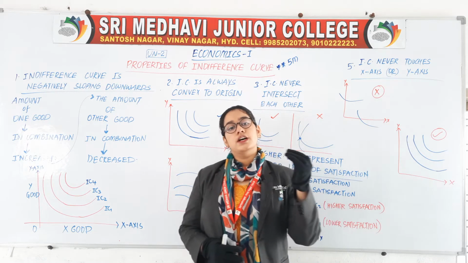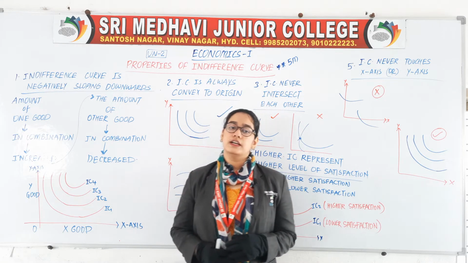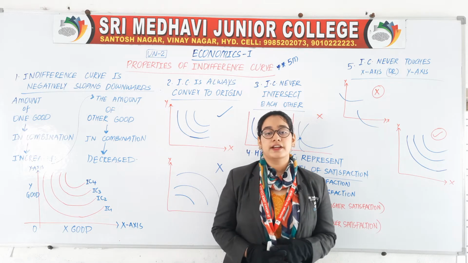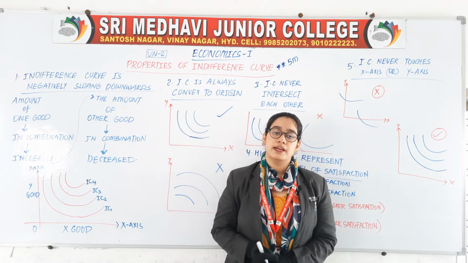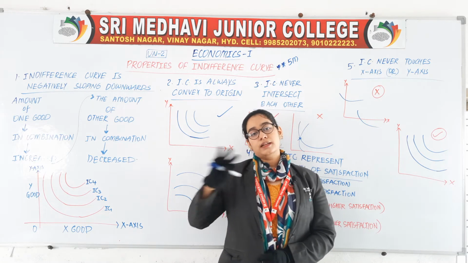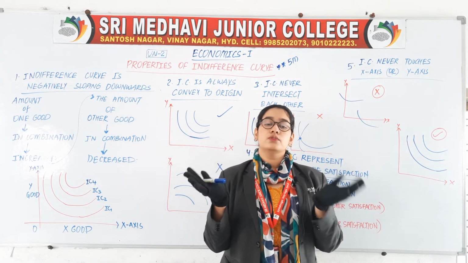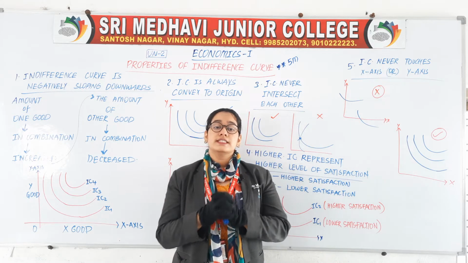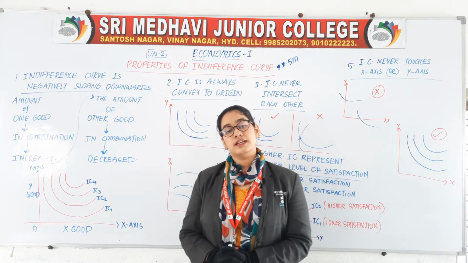If you just drink a milk of Bonvita, you will get the same level of satisfaction. If you drink the milk with Boost or Complan, you will get the same level of satisfaction. So Bonvita and Boost are two different goods. From two different goods, you are getting the same level of satisfaction, that is called an indifference curve.